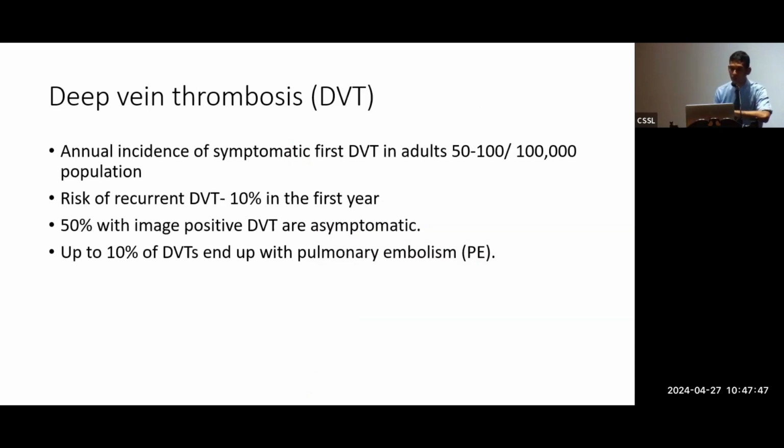A little bit about the epidemiology of deep vein thrombosis. In Western countries, the annual incidence of symptomatic first deep vein thrombosis in adults is about 50 to 100 cases per 100,000 population. The risk of recurrent DVT is 10% in the first year. About 50% of patients who have image-positive findings of deep vein thrombosis tend to be asymptomatic. And up to 10% of all lower limb deep vein thrombosis can end up with a pulmonary embolism.